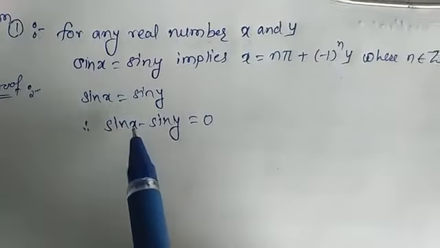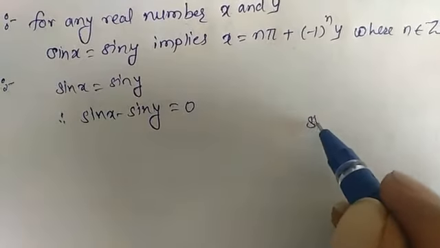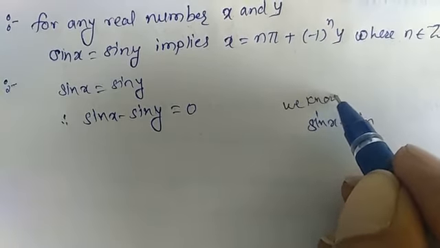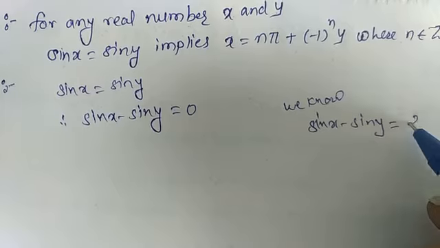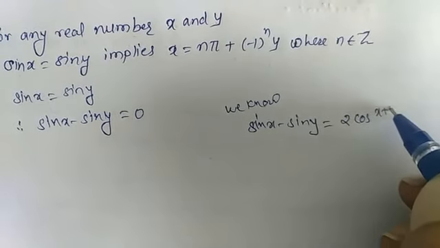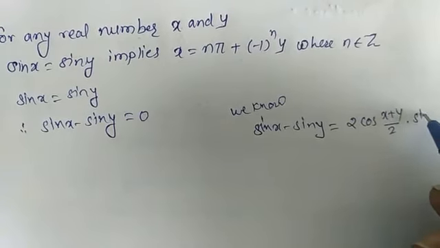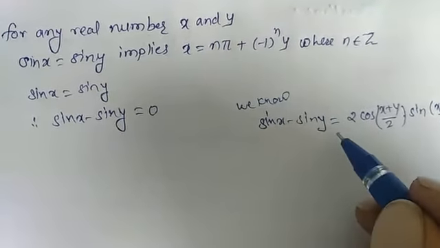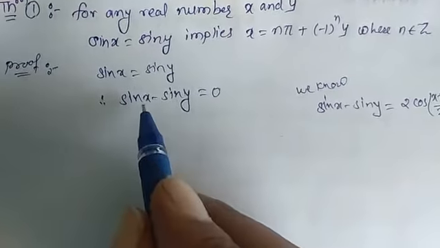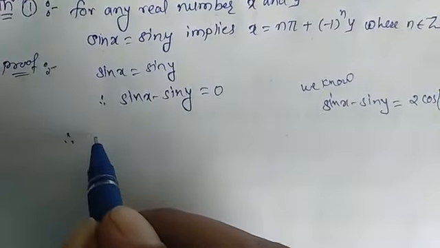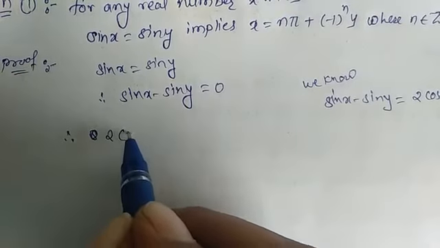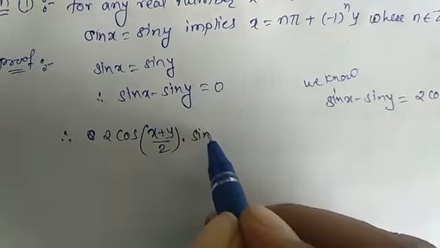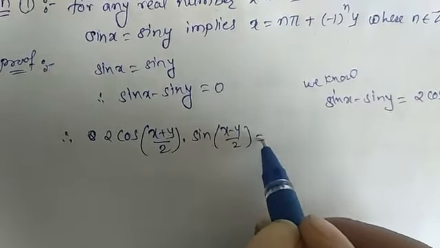Now as we know, sin x minus sin y is equal to twice cos of x plus y upon 2 into sine of x minus y upon 2. This is the formula related to sin x minus sin y. So we shall use it in this case, so it can be written as twice cos of x plus y upon 2 into sine of x minus y upon 2 is equal to 0.